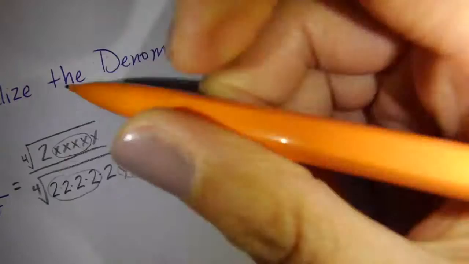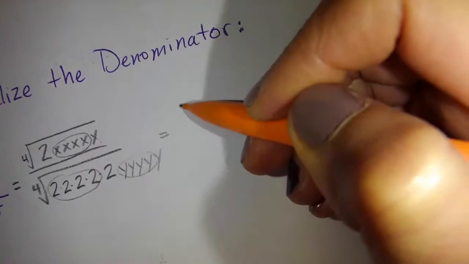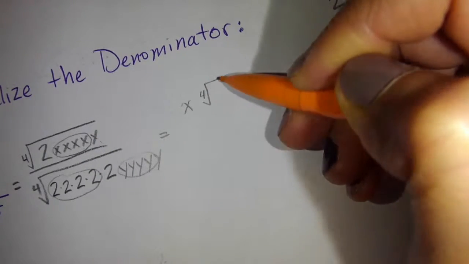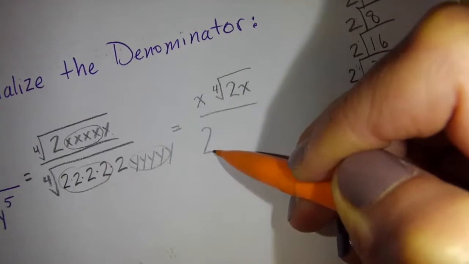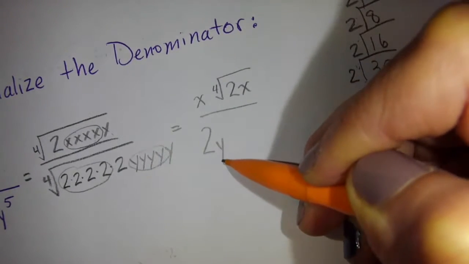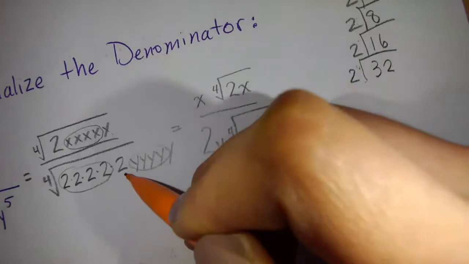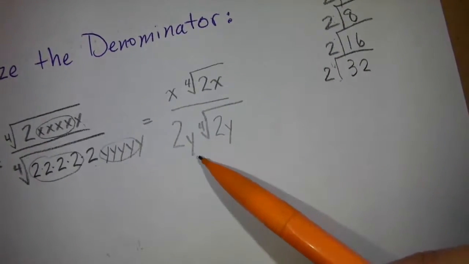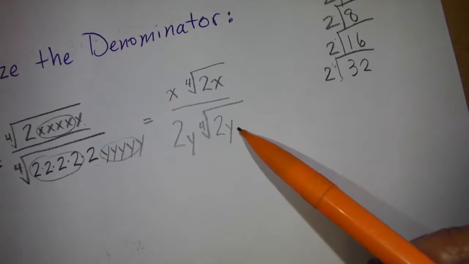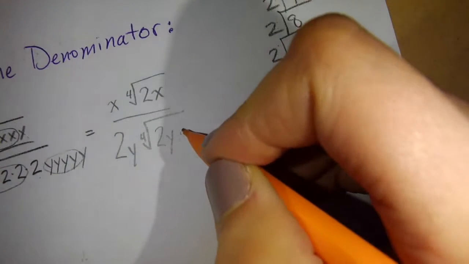So for every group of 4, 1 x will come out. So just 2x on top. And every group of 4, so a 2 and a y will come out of here. And I'm just left with 2y down here. So now this is easier to work with, just 2y, and it's just like the first one.